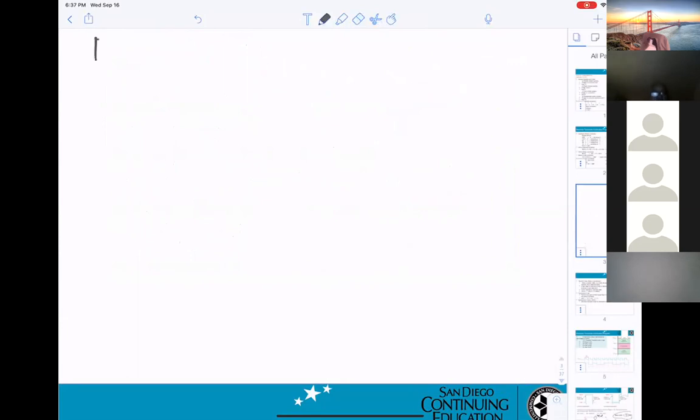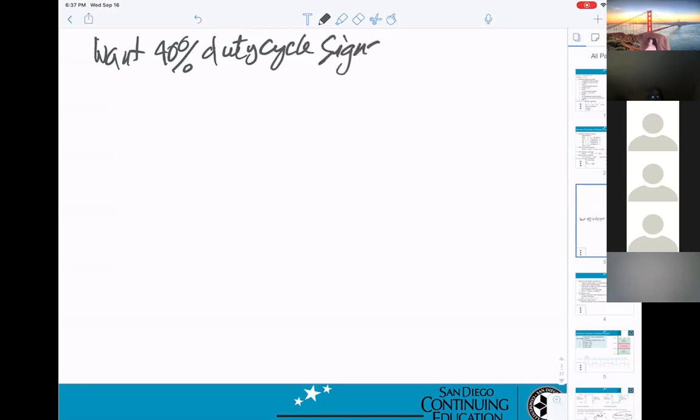Okay, they say, I want a 40% duty cycle signal. Now you have to draw the signal with 40%.